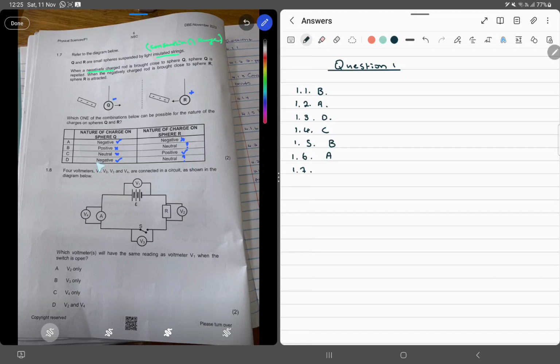So as we can see here, this possibility is eliminated because we don't really have a proper match. I mean, we know this sphere Q cannot be neutral. So that goes. And it definitely is not positive, so this one also goes. If this one is negative, and we know that sphere R cannot be negative, that one goes. And essentially, this one becomes the only one that we're not too sure, because neutral, we don't know whether it will be attracted or not. But I would go with this one, although I'm not too sure.